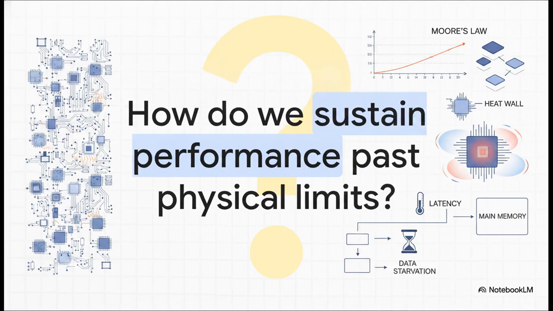For decades, the industry just rode the wave of Moore's law, right? Doubling transistors every couple of years. But what happens when cramming more transistors and cranking up the clock speed physically starts melting the chip? And even worse, what happens when the processor becomes so blazingly fast that it spends all its time just waiting for data from main memory? Well, that tension is exactly what drives all modern processor architecture.